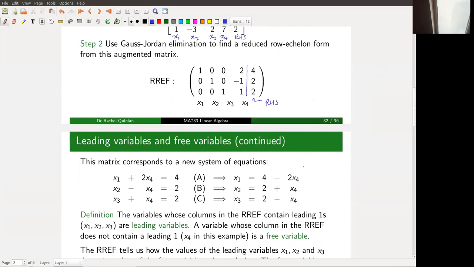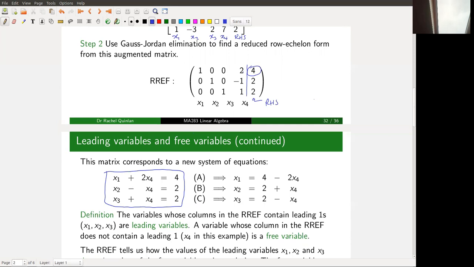Okay, so this matrix corresponds to a new system of equations, and here it is. So this is just written down by reading it from the reduced row echelon form. The first equation, the first row, has a coefficient of 1 for x1, 2 for x4, 0 for x2 and x3. So it says x1 plus 2x4 equals this 4.